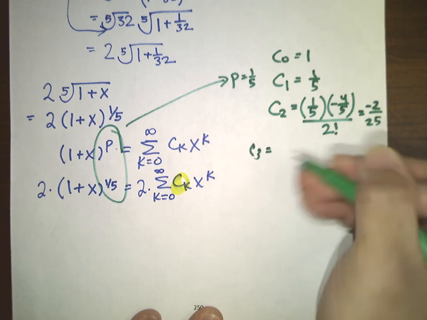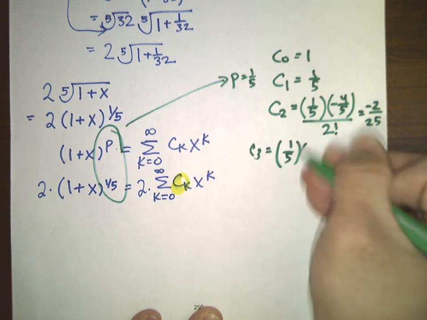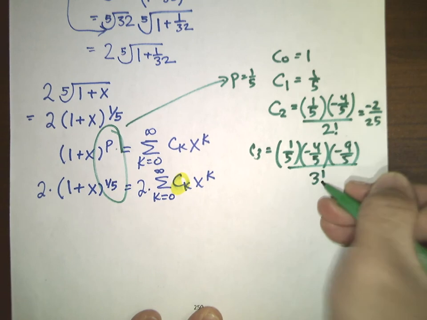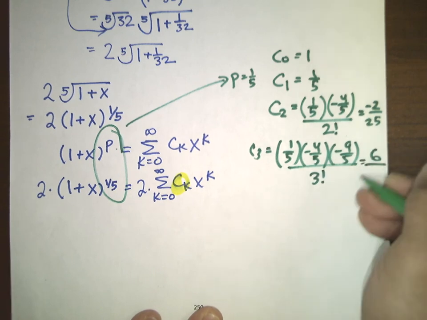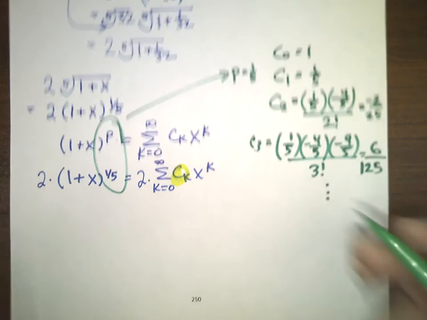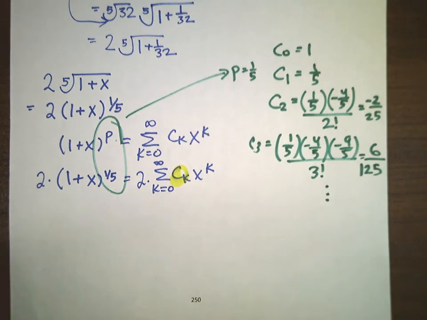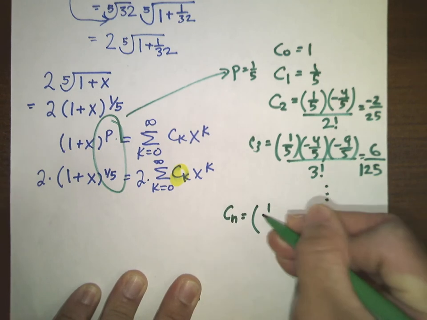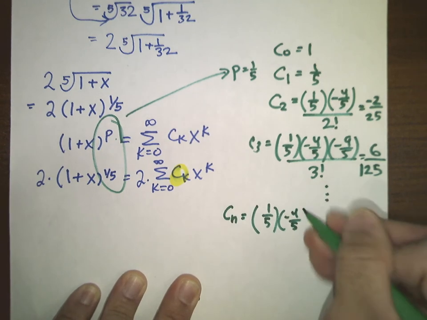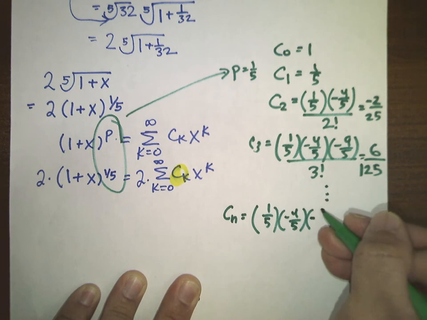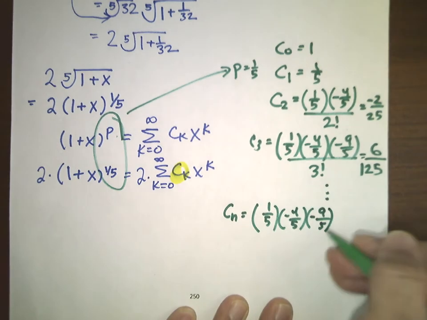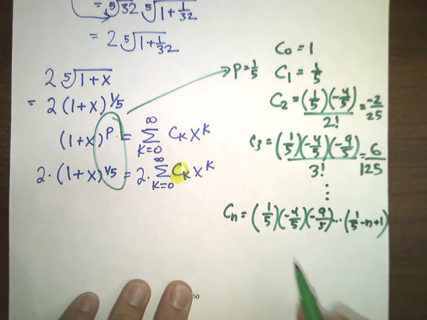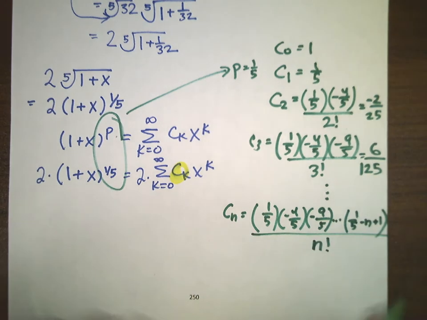And C3 will be 1/5 times -4/5 times -9/5 all over 3 factorial. So this will be 6 over 125. And you can keep on going if you would like, as many as you need to figure out what you think the pattern should be here. So Cn will be 1/5 times -4/5 times -9/5, and then all the way to 1/5 minus n plus 1, and then that's all over n factorial.